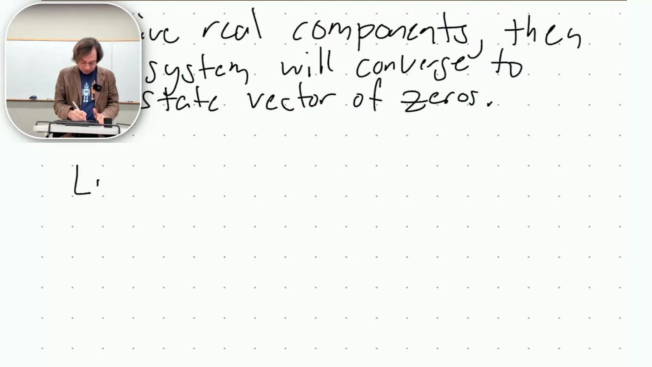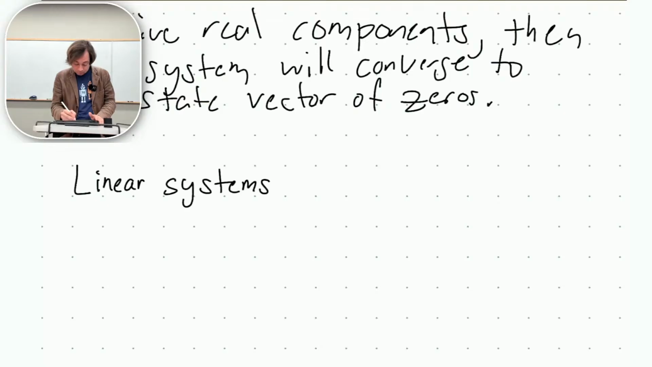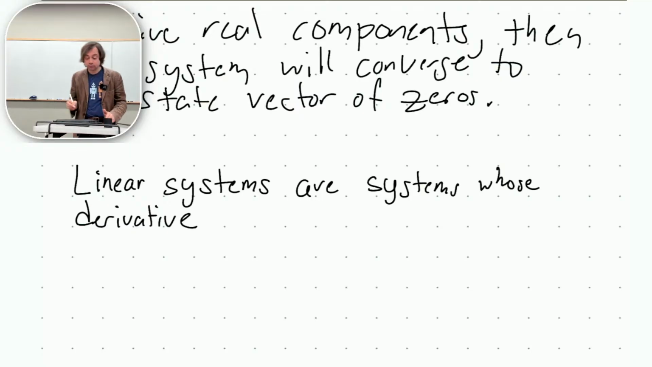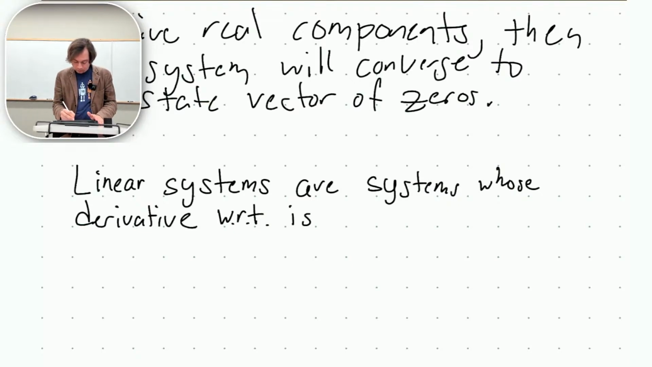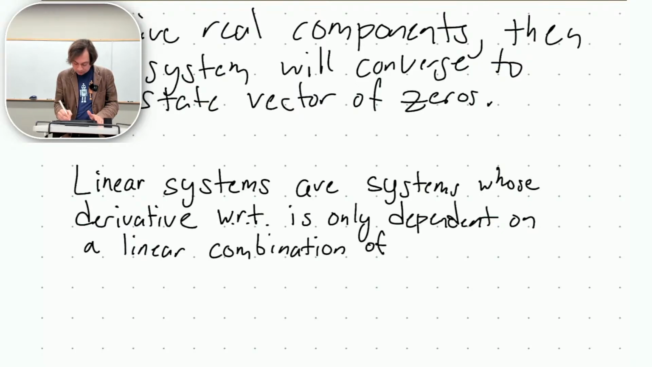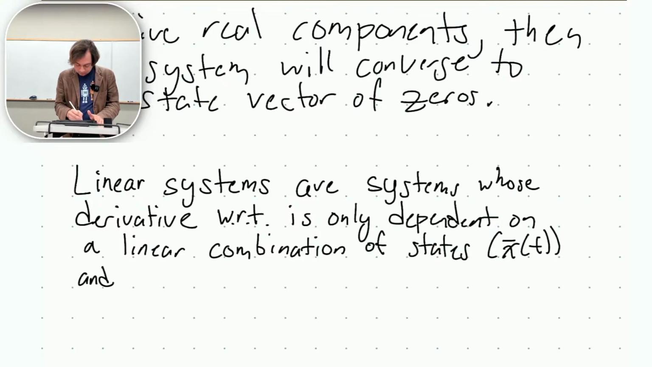So let's do two definitions. Linear systems are systems whose derivative with respect to time is only dependent on a linear combination of states x of t and inputs u of t.